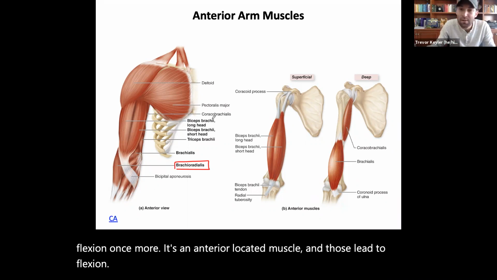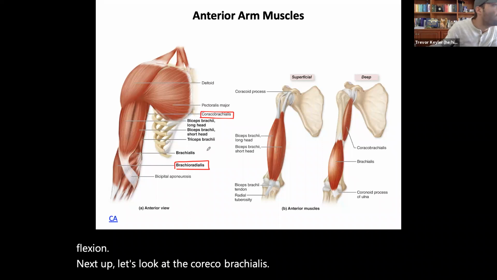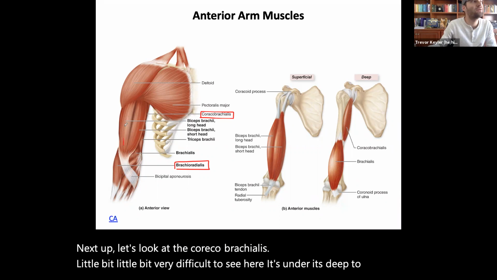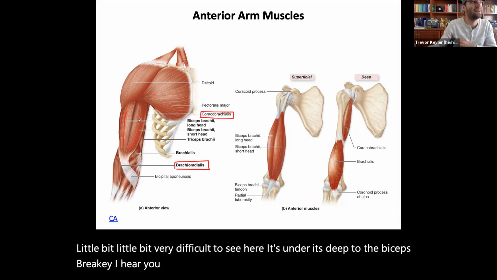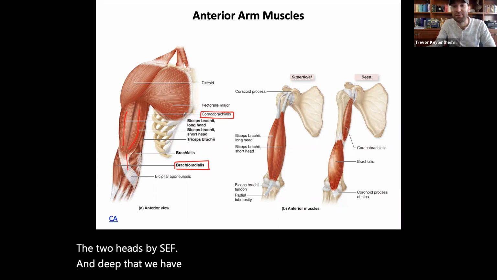Next up, let's look at the coracobrachialis. It's very difficult to see here. It's deep to the biceps brachii. Here you can see those two heads of the biceps, right? The two heads of the biceps. And then deep to that, we have the coracobrachialis.